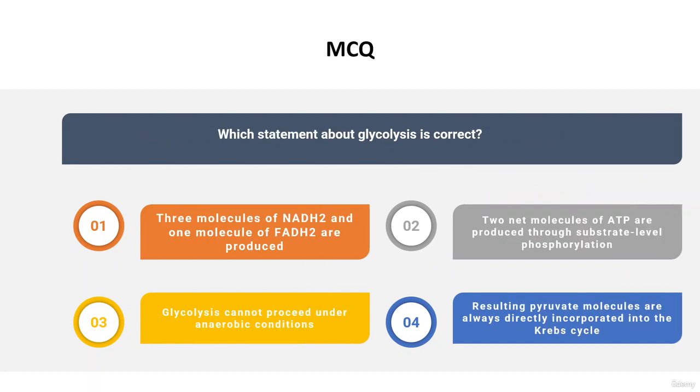Now, the third question is which statement about glycolysis is correct? This is very simple. For example, let's see the options. 3 molecules of NADH and 1 molecule of FADH2 are produced? No. During the whole process of glucose oxidation to pyruvate, we never saw any FADH2 production, right? So this option is wrong.